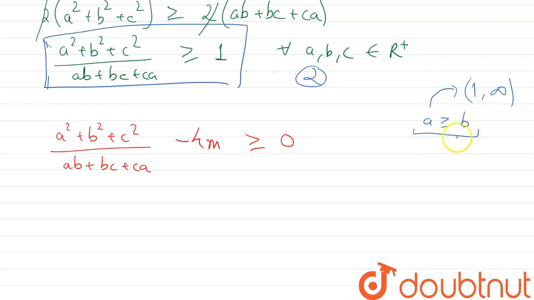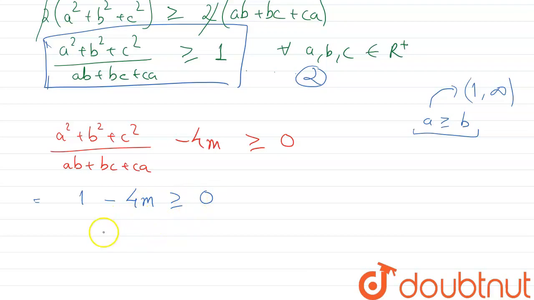Fine. So if b is 1, then this inequality will always hold. Why? Because a can be 1, 2, 3 or like that, and b is 1, so a will always be greater, right? But if b is 2, then a can be 1 also, and 1 is not greater than or equal to 2. So this inequality will not hold for b equal to 2. That means this inequality will only hold for the minimum value of a, so we take the minimum value of this expression, which is 1. So we can write 1 minus 4m should be greater than or equal to 0.